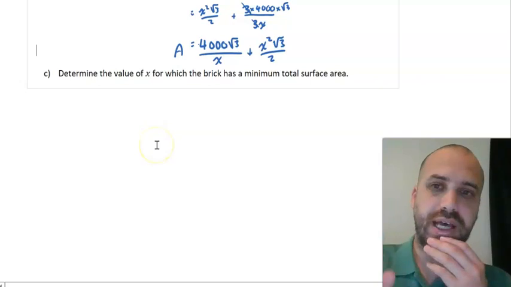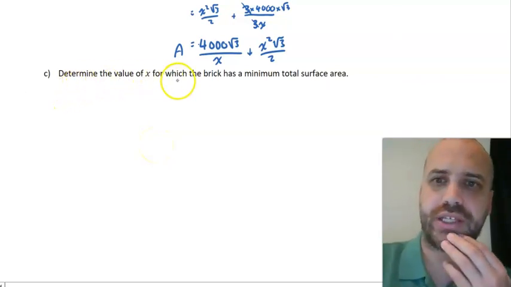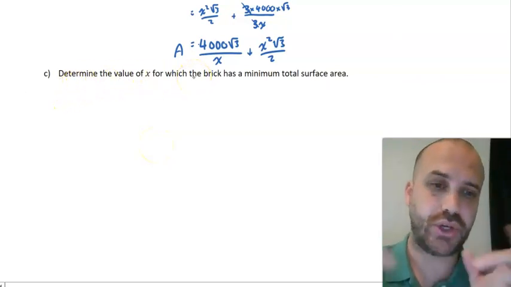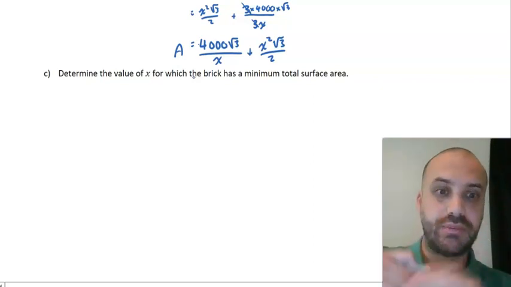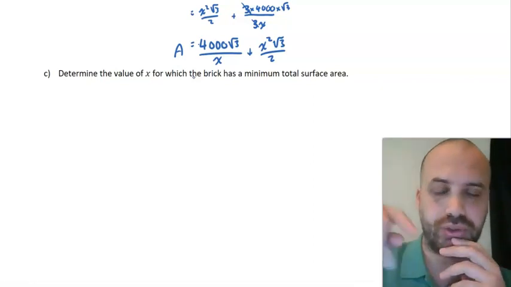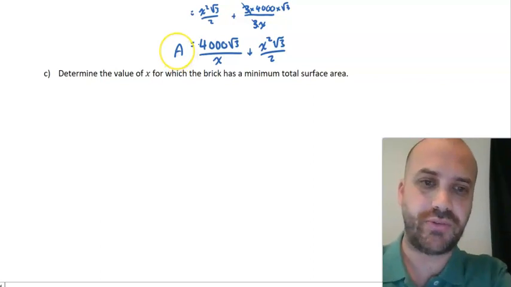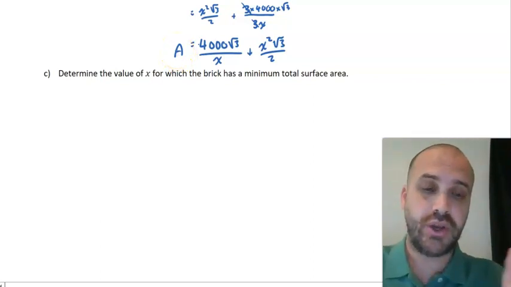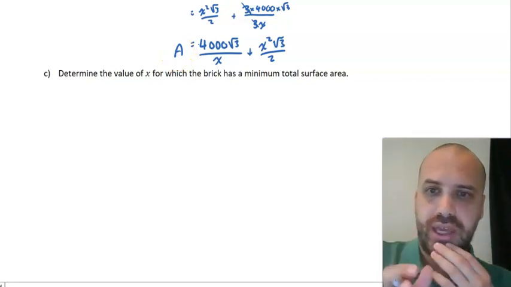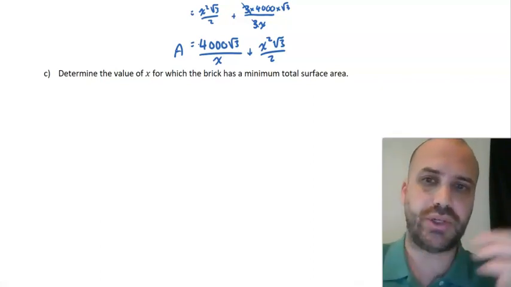And that brings us to the last step, which is determining the value of x for which the brick has a minimum total surface area. So we're thinking about minimums, we're deriving, right? If we find the derivative of that and let the derivative equal 0, we'll know the value of x for which the brick has a minimum total surface area.